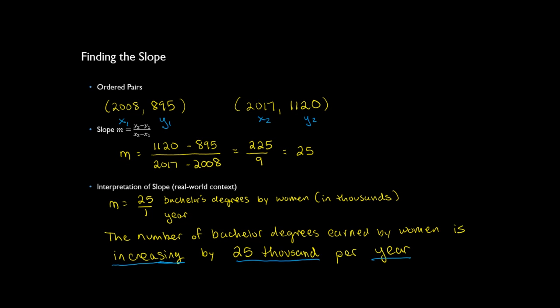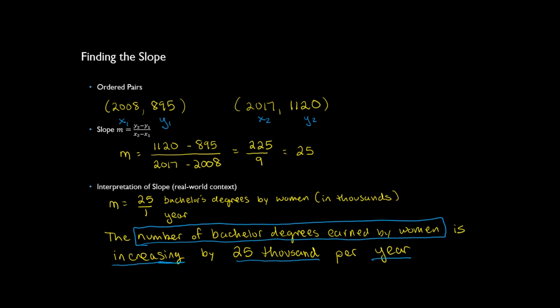So the format is going to be very similar for any kind of real world problem. You have to first define what you're counting. So that is what I've boxed right here. That's what we're counting. And then you have to say whether it's increasing or decreasing, and that's based on if it's positive or negative. And then you say by how much, the top per the bottom, and you have to include your units.